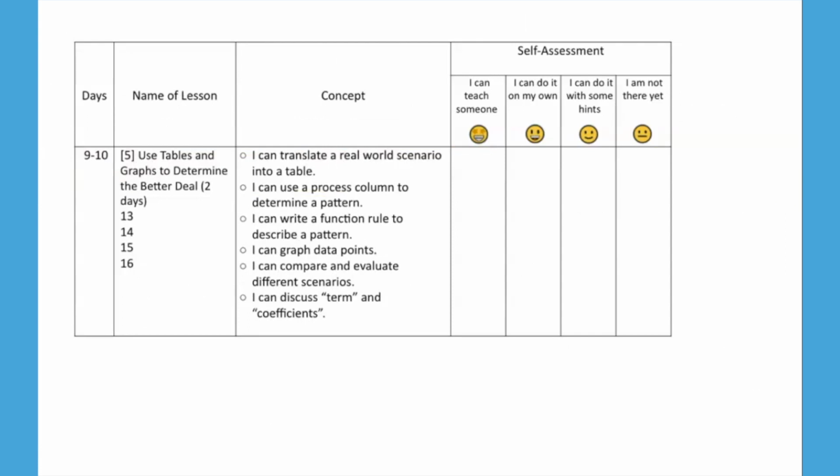This snippet is from our unit overview. As you can see, those are a list of I can statements. So when students are working through this lesson, those are the things that they should be focusing their attention on. I can use a process column to determine a pattern. I can write a function rule to describe a pattern. I can graph data points. Those are the things that we want to emphasize throughout this lesson.